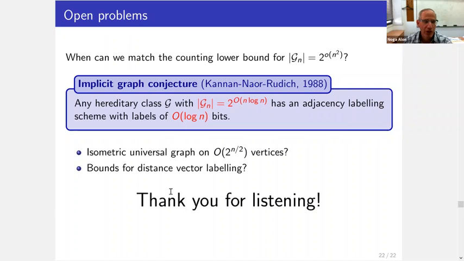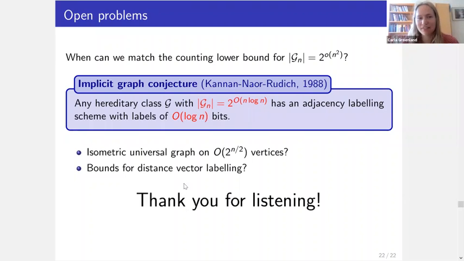So for distance vector labeling, if I understand correctly, that's exactly the question, how many different distance vectors from a single vertex you can have in a graph. Right? And so the best known bounds that you know for this?